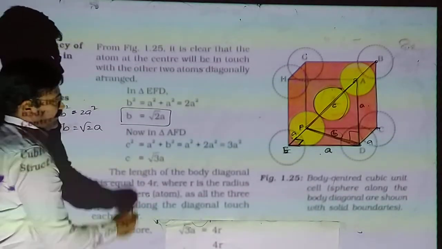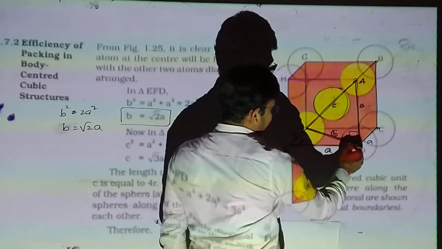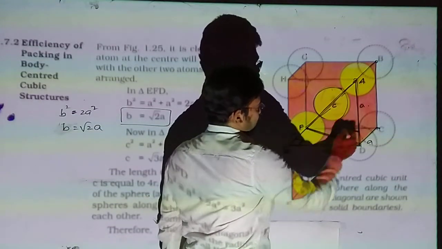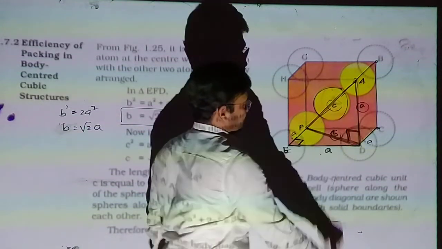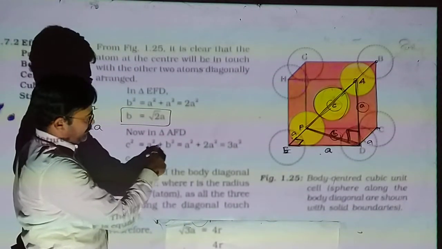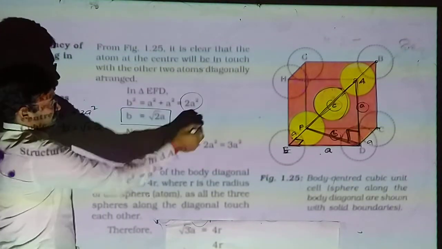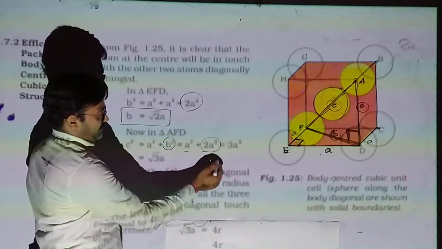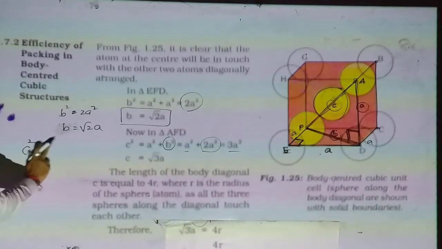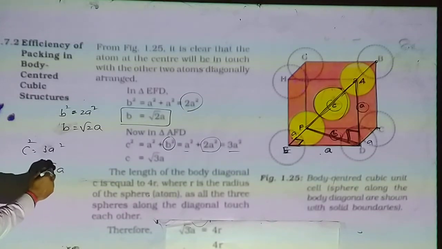Now in triangle AFD, here D is 90. This one is the diagonal. So a square plus b square is equal to c square. But b square is equal to 2a square. So a square plus 2a square is equal to 3a square. So c square is equal to 3a square, so c is equal to root 3 a.